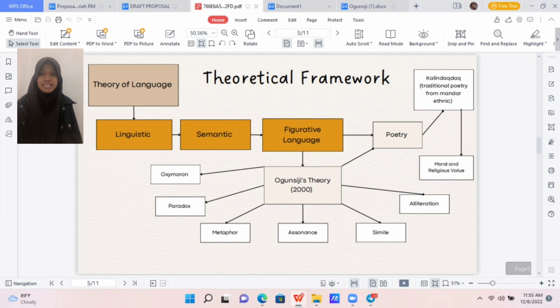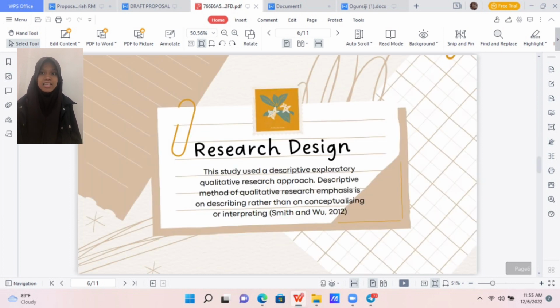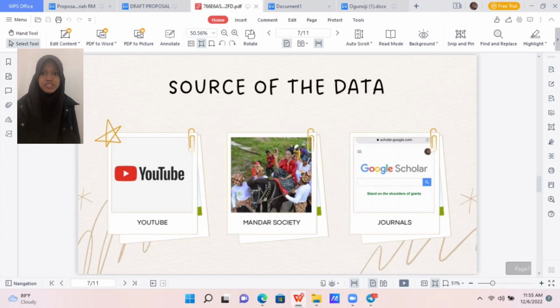And the next slide is my research design. The study used a descriptive exploratory qualitative research approach. Descriptive method of qualitative research emphasis is on describing rather than conceptualizing or interpreting, according to Smith and Wool 2012. Okay, next slide is source of the data.